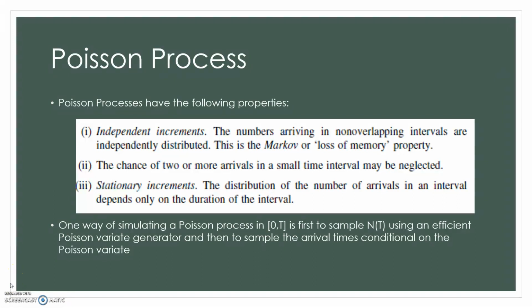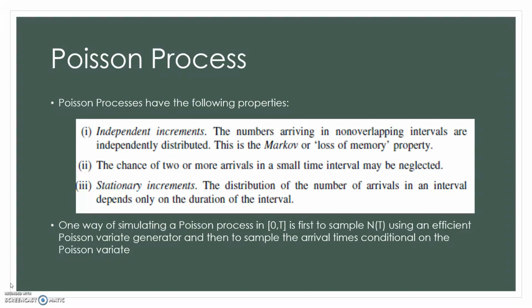So going from that example, Poisson processes have the following properties. They have independent increments, which means that the numbers arriving in non-overlapping intervals are independently distributed, and this is the Markov or loss of memory property. The second property is that the chance of 2 or more arrivals in a small time interval may be neglected. The third property is stationary increments, which means that the distribution of the number of arrivals in an interval depends only on the duration of the interval.